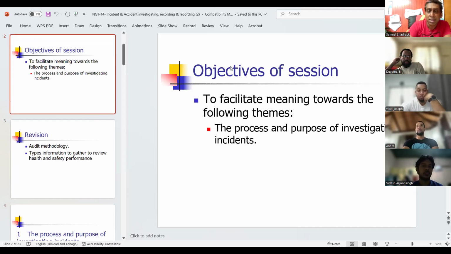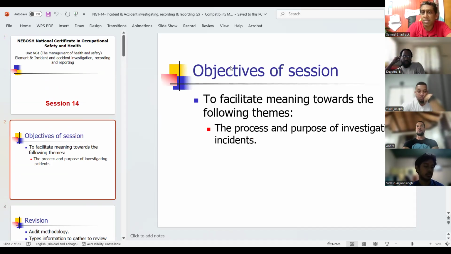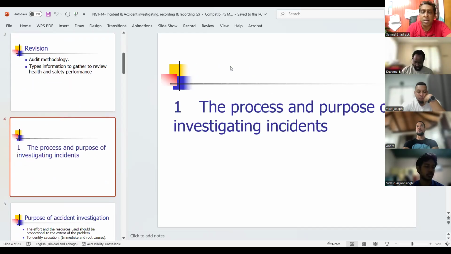So here we have the topic: incident and accident investigation, recording and reporting. The objective of this session is to facilitate understanding of the following themes: the process and purpose of investigating incidents; a review of what we just did, the audit methodology; and types of information to gather to review health and safety performance, like the training records, that would be that piece of information. Let me bring this up in a bigger view for you all.